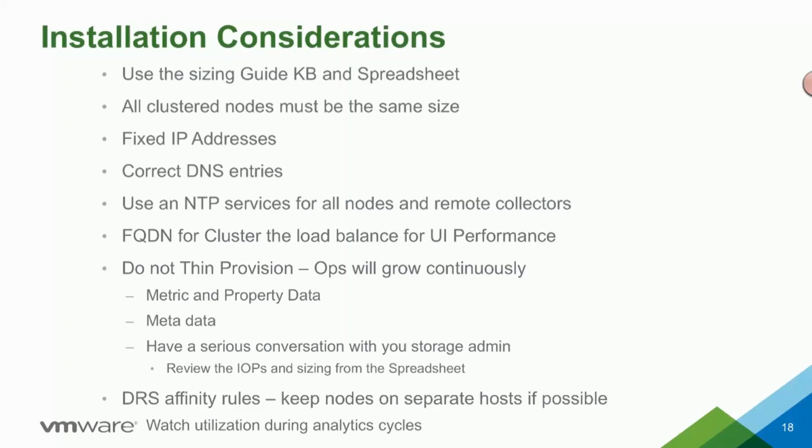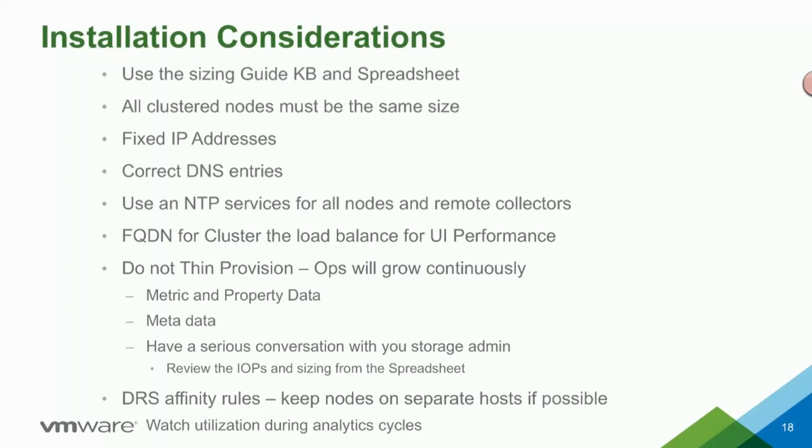For DRS affinity rules, keep the nodes on separate hosts if possible, and watch your utilization on the host during the analytics cycles. The analytics cycles are going to be the big processing where it figures out all the analytics for the metrics and properties and objects that it's brought in. So you want to keep track of that and make sure you've got enough horsepower inside your environment to complete the analytics cycle before people start using the system the next day.